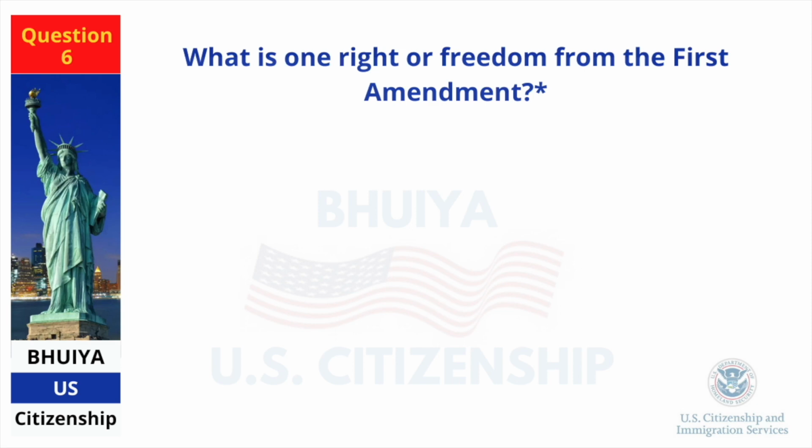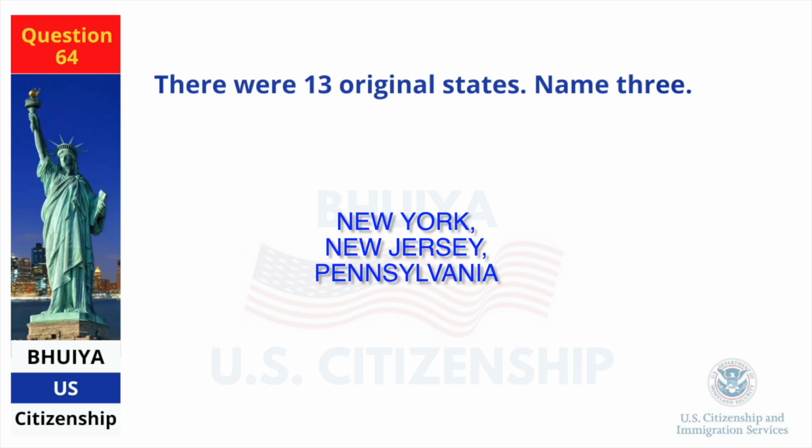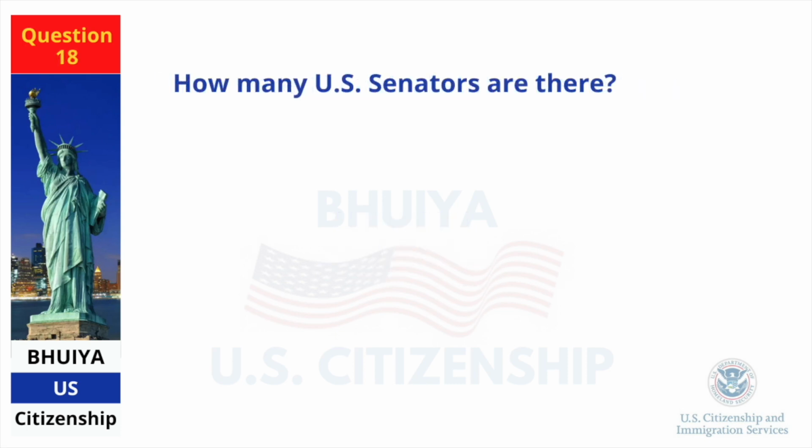What is one right or freedom from the First Amendment? Speech. There were 13 original states. Name 3. New York, New Jersey, Pennsylvania. How many U.S. senators are there? 100.